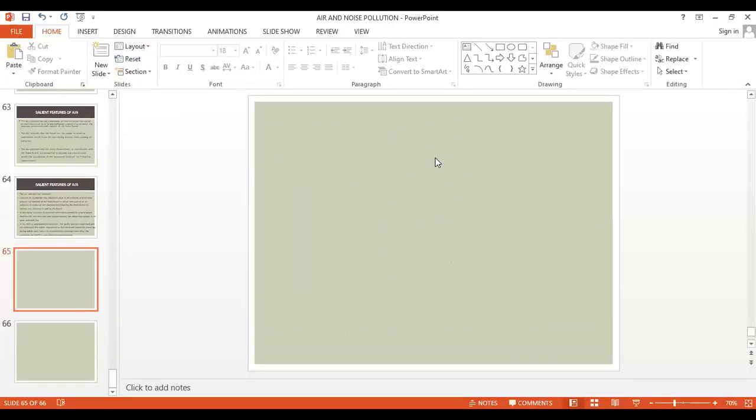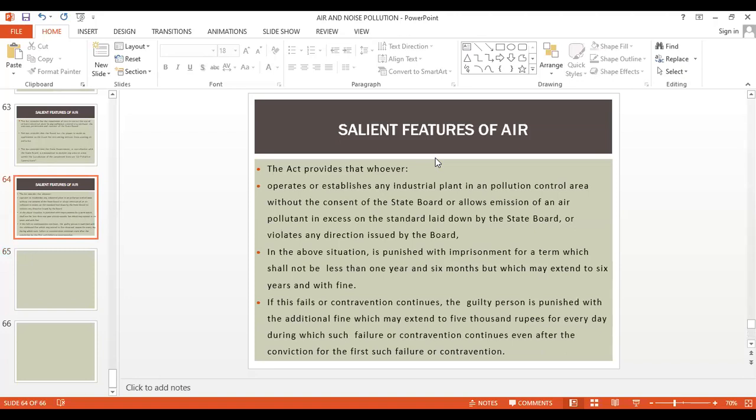So these are all about air pollution. Now in the next lecture, we will see what noise pollution is and what the preventive measures are, right?